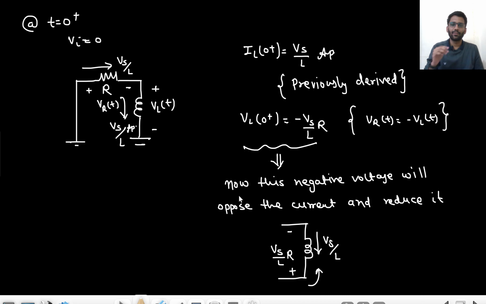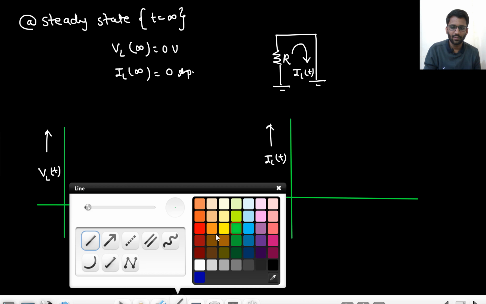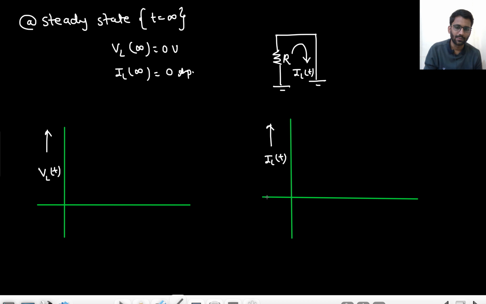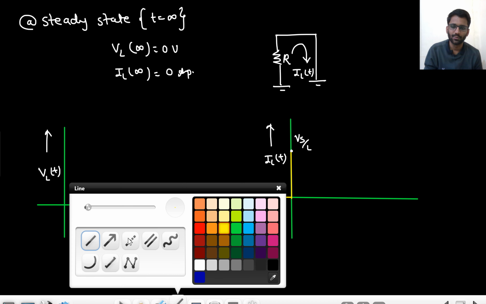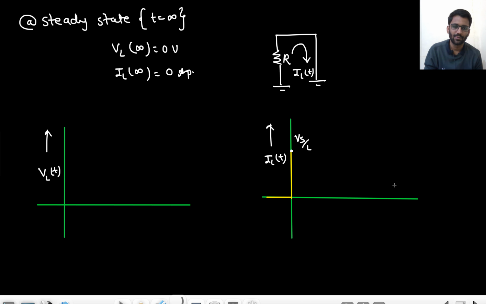So in case of I_L(t), what was happening? Initially it was 0, then suddenly it was rising up to Vs by L and then reducing to 0. Are you getting my point? Initially it was 0, then rising up to Vs by L, then reducing to 0, right?